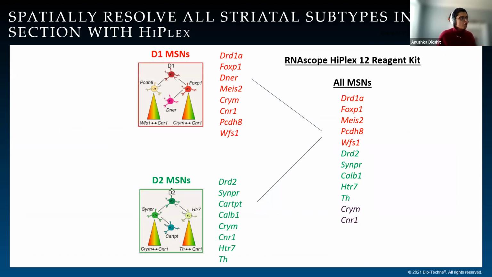So to do that, we looked at the paper and identified the different targets that they had discovered for D1 specific medium spiny neurons or D2 specific medium spiny neurons, and then combine that with a couple of targets that are expressed in both D1 and D2 positive neurons, and then use our 12-plex assay to visualize these neurons and their subpopulations in the tissue.